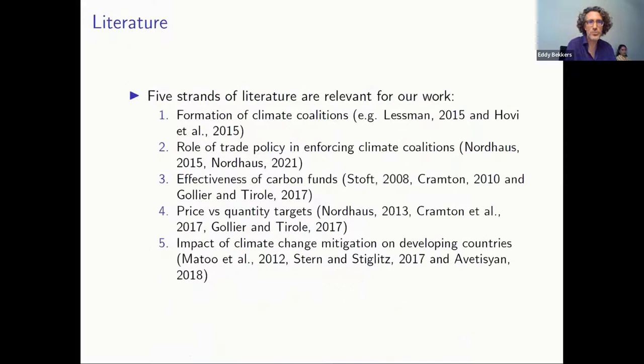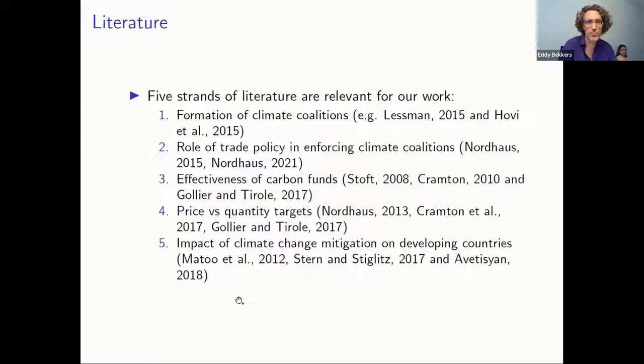So that brings me to the related literature. There are five strands of related literature. The first one is exactly on this formation of climate coalitions. Then the second is on the role of trade policy in getting to climate coalitions. So there we're with the Nordhaus work. Then we have literature on carbon funds and what you are going to do with the revenues from carbon pricing and how you could distribute them globally. Then obviously, if we speak about carbon pricing, we're into the literature on price versus quantity targets. And finally, because we look at fairness and the impact on different regions, there is also the literature on the impact of climate change mitigation on developing countries, where, for example, this paper co-authored by Dominique is an important contribution.